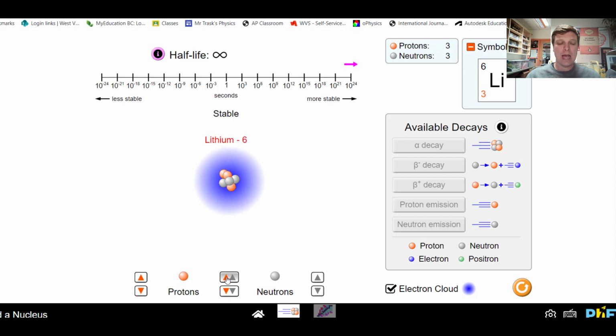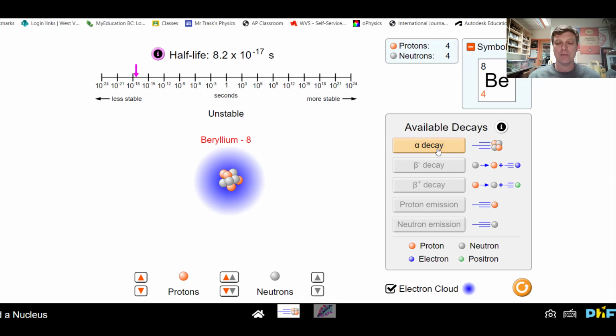But if I keep on adding protons and neutrons, I eventually get to beryllium-8. Now, beryllium-8, you can see on my slider here, is way down on this side. It is very unstable. Its half-life is in the tiniest fractions of seconds. And so this is not a stable nucleus. And what that means is that over time, in this case a very short time, the nucleus is going to fall apart. It is going to emit radiation that makes a more stable nucleus.